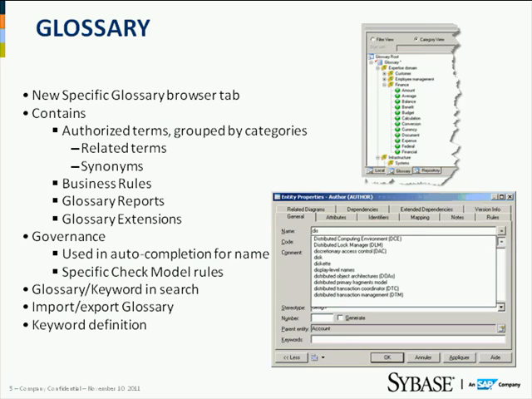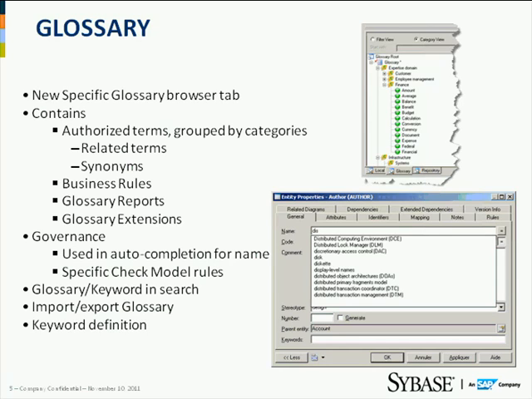Then we'll take the glossary that we work with, and then we're going to turn that and bring it into the modeling environment. We're going to use it in our auto-completion opportunity. We can also use it in our name to code if we want to, as well as we have specific check model rules now built around that, which help you understand where you are not using specific glossary terms or synonyms.